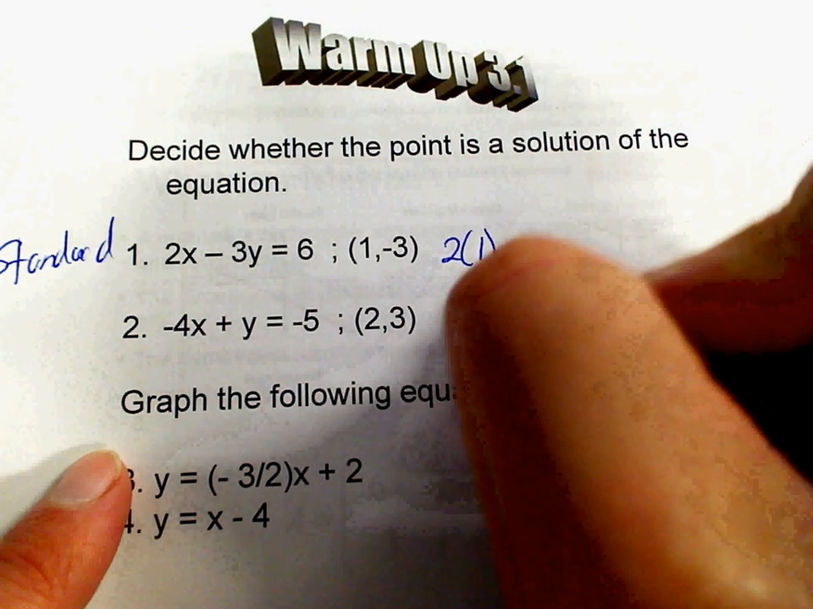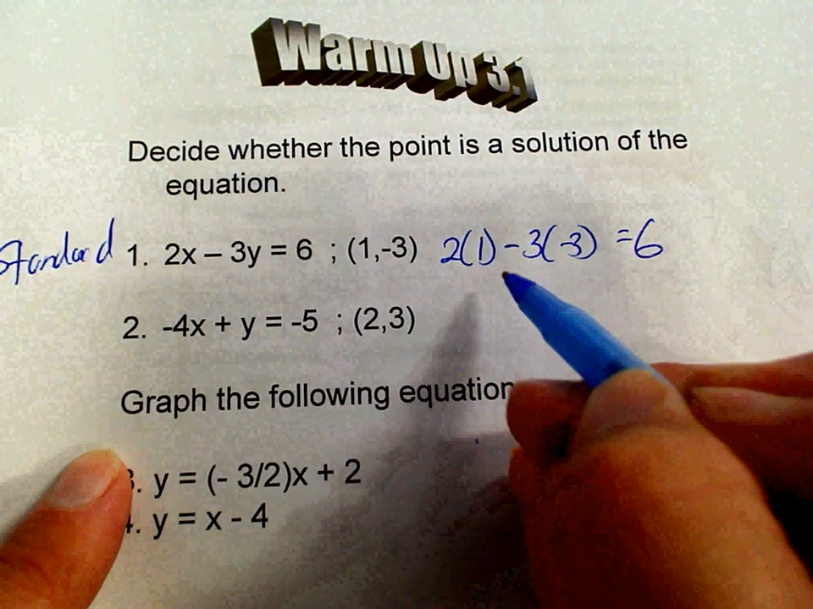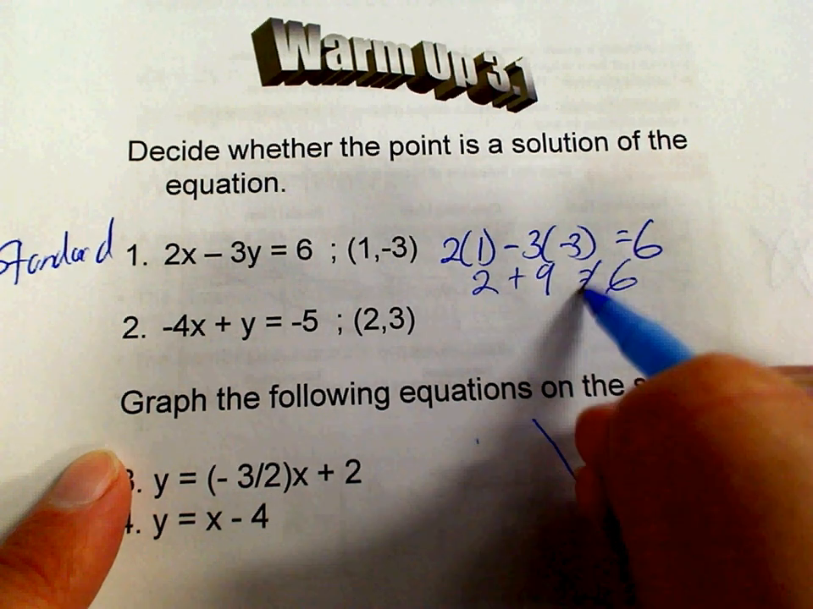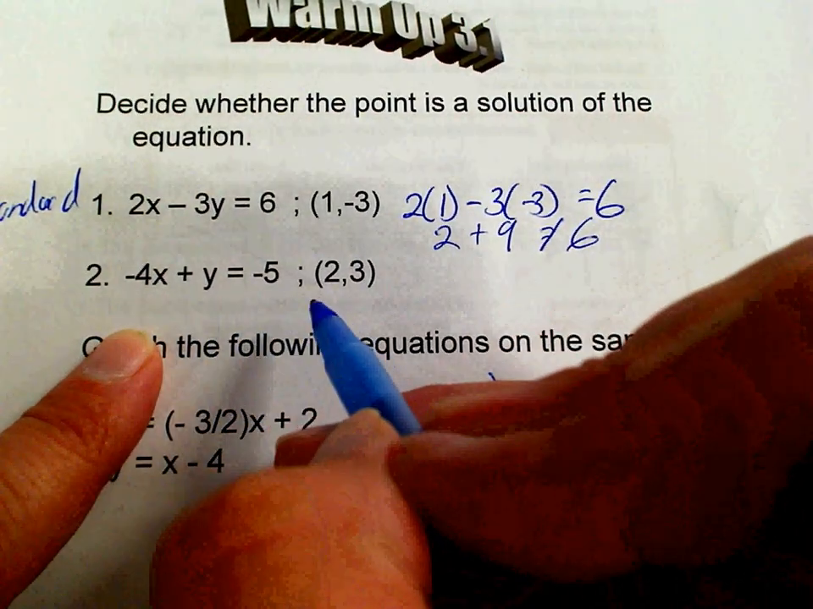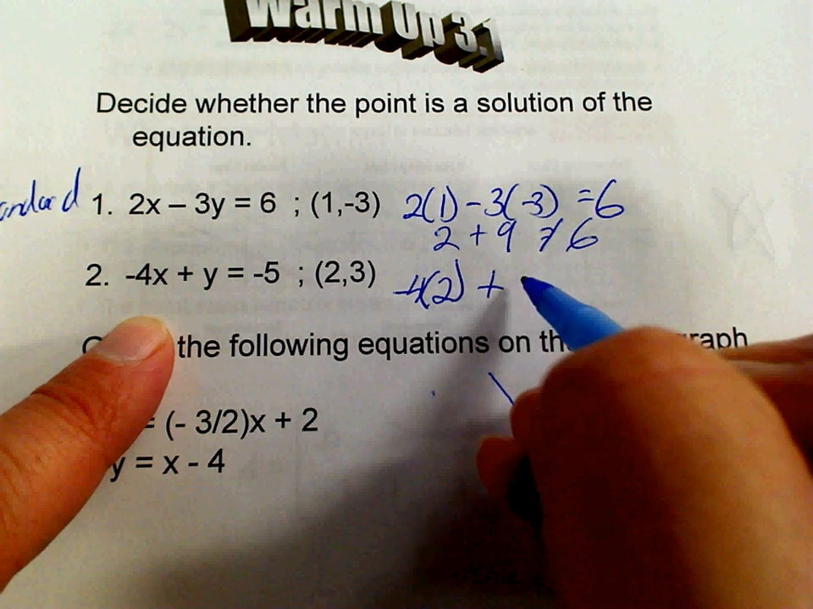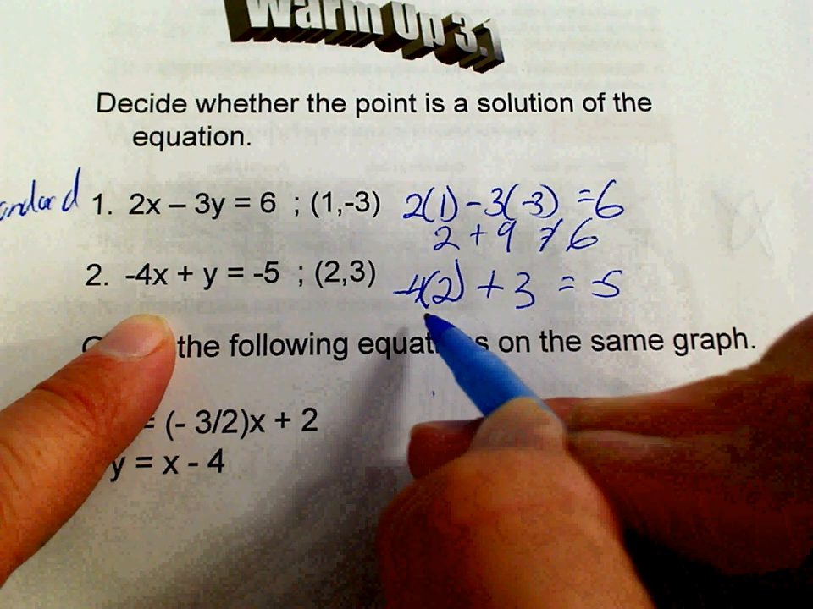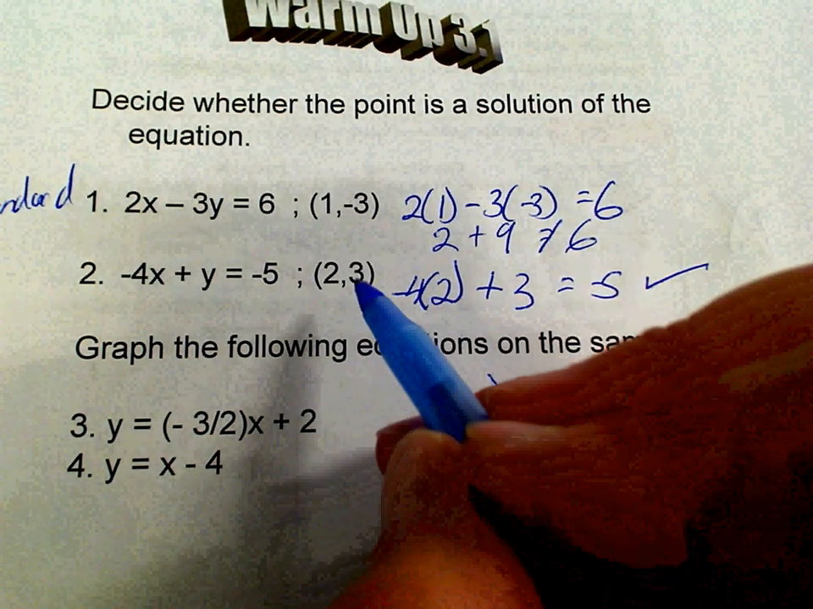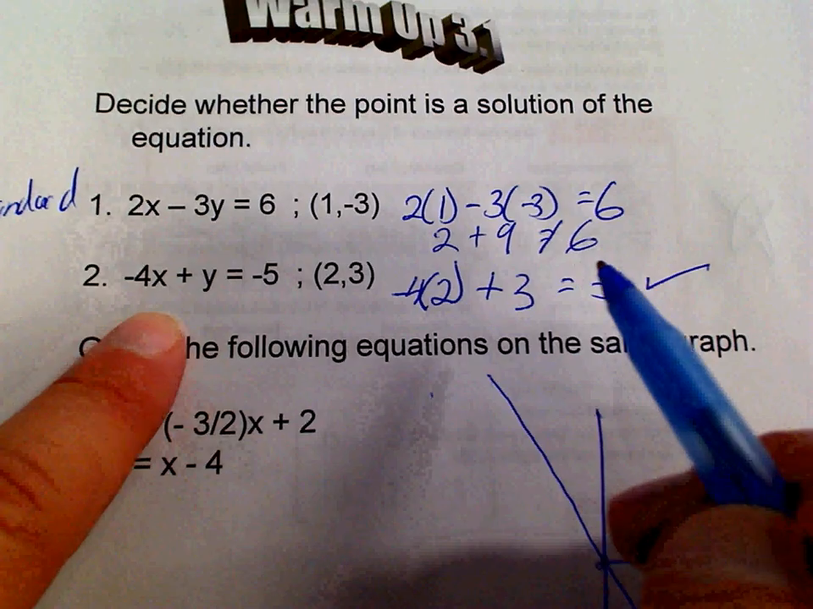2 times 1 minus 3 times negative 3. Does that equal 6? No, that becomes 2 plus 9, doesn't it? That does not equal 6. What about the bottom one here? Negative 4 times 2. Does that equal negative 5? Yes. Negative 8 plus 3 does equal negative 5. Check. It is a solution. So sometimes we would say then 2, 3 must have been on the line for that relationship.